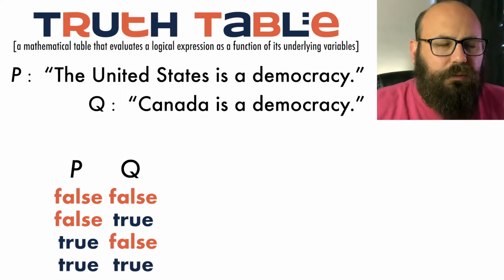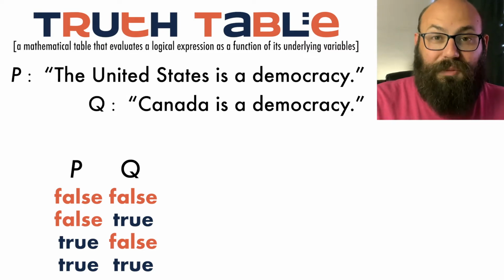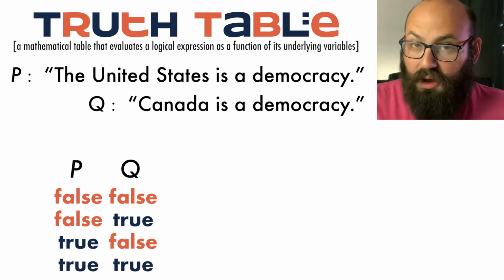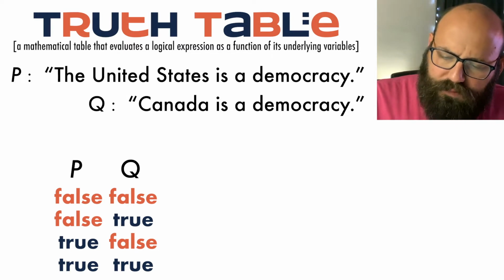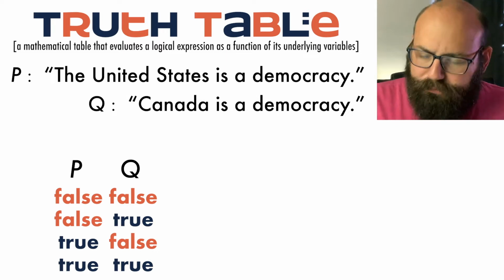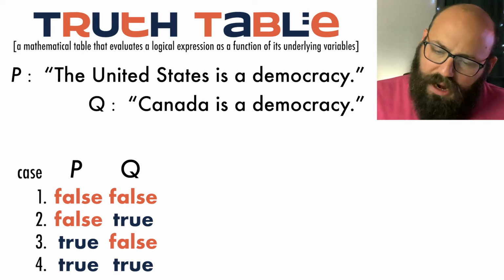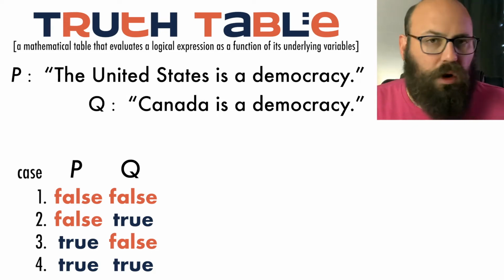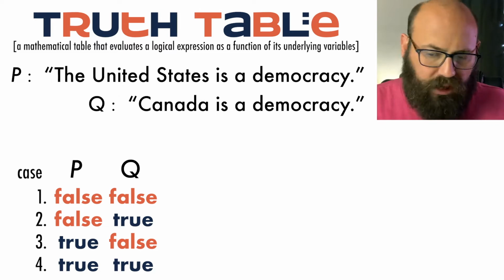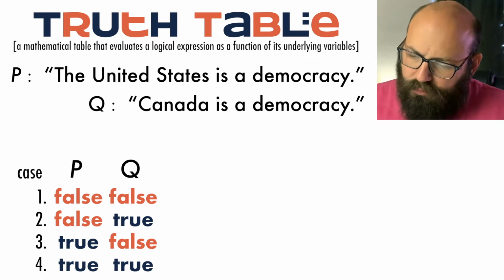And you're like, what's a statement? A statement is something that's either true or false, but not both. A statement is something that you can put into a data set like this without it becoming confusing. Each row in this data set, of which there are 4, is called a case. I might label these cases 1, 2, 3, 4, where case 1 is the one where P is false and Q is false. Case 4 is the one where they're both true, and so on.